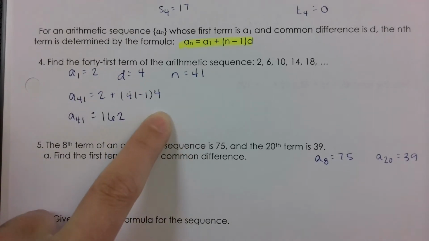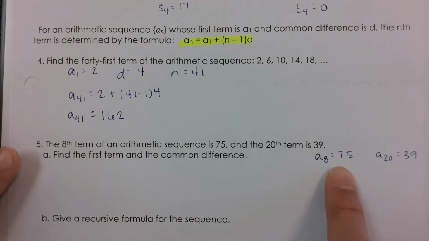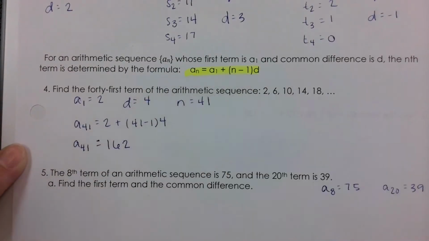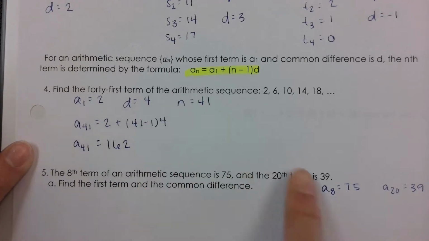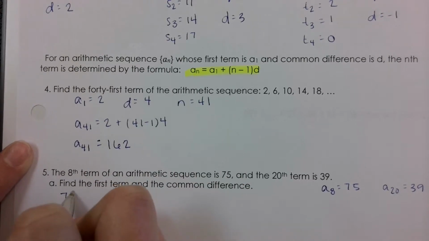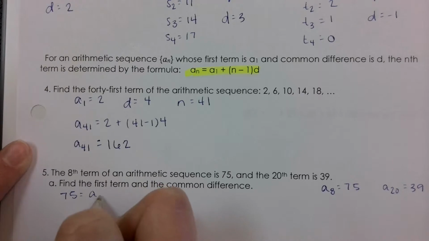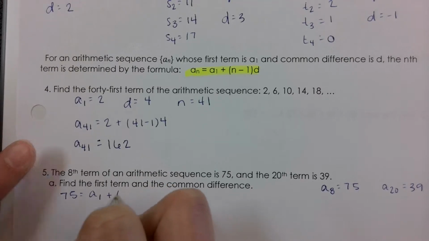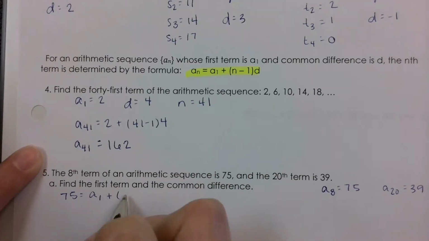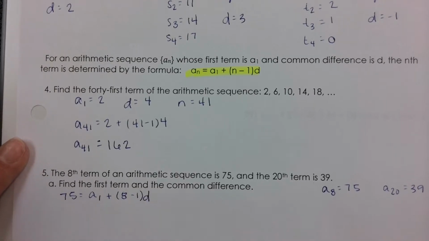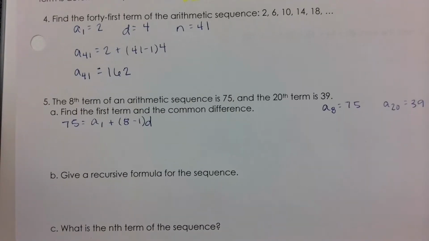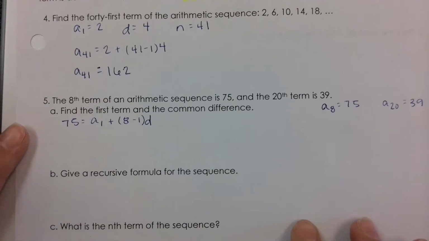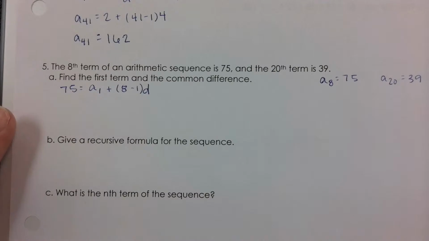Does that make sense? So if we were going to set this one up in this formula, we would say a sub 8, which was what? 75? Equals a sub 1, so whatever your first term was, plus n, which was 8, minus 1 times d, and we don't know what that common difference is yet, so we're going to leave that in there as well. Is that okay? I was trying to have it so you could see both formulas, but I'll just slide it up. It's probably going to be better anyway.